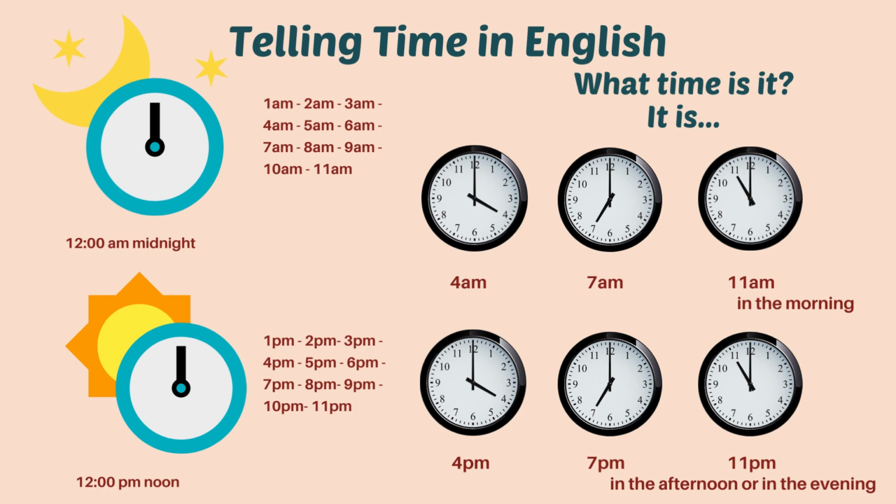So let's take a look at these. What time is it? It's 4 a.m. What time is it? It's 7 a.m. What time is it? It's 11 a.m., or 11 o'clock in the morning. In the afternoon, you would say it's 4 p.m. or 7 p.m., and it's 11 p.m. in the evening, or it is 4 p.m. in the afternoon.